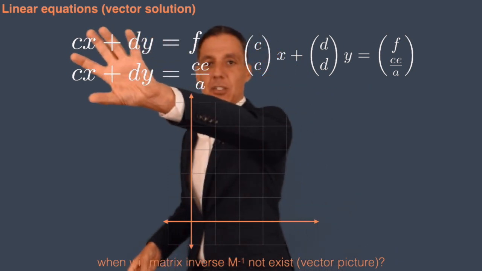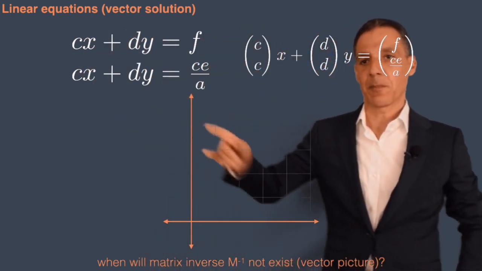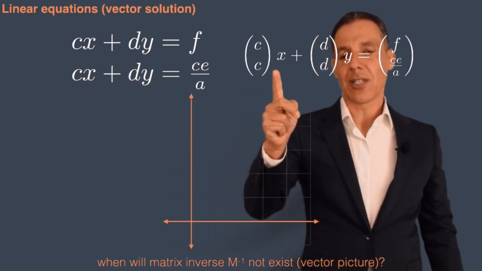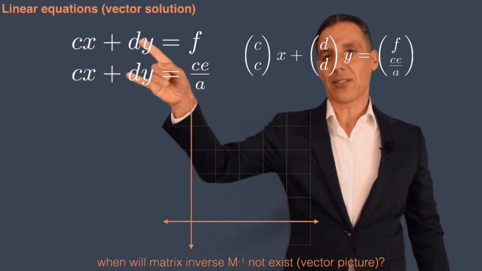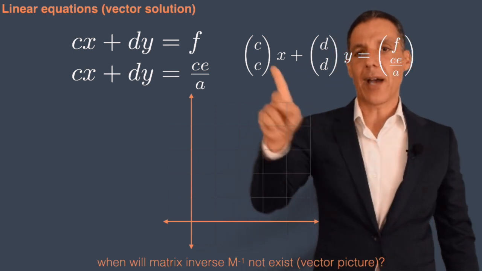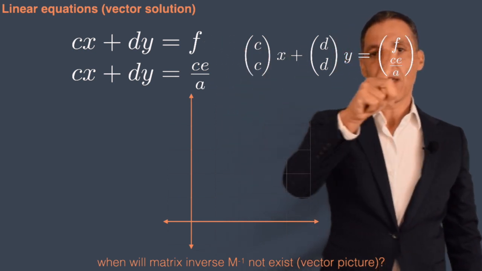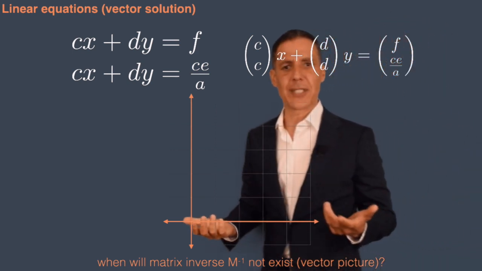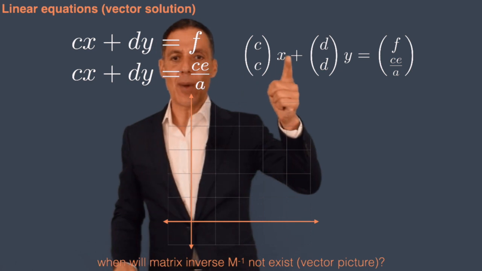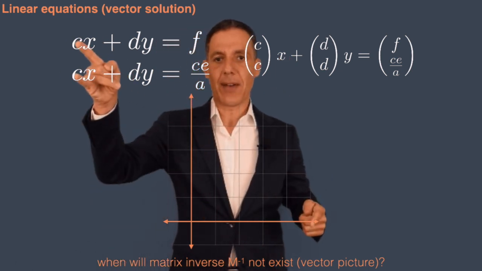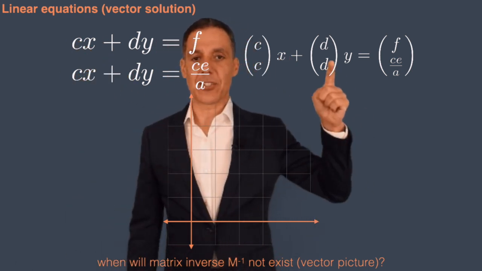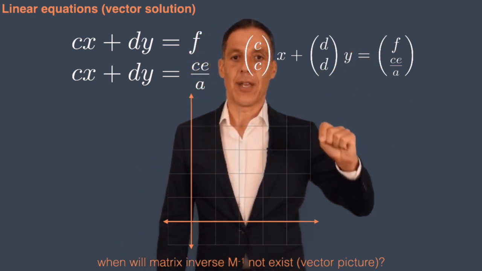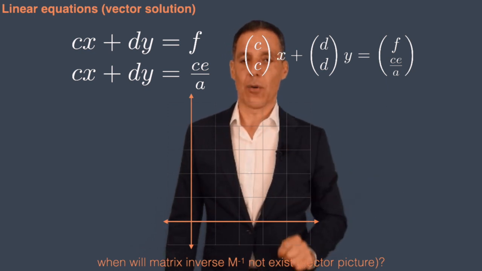So let me first take these two equations and rewrite them with our vector picture. So I've got the same constant c and c multiplying the unknown x. That's that right there. I've got the same constant d and d multiplying the unknown y. And on the right-hand side, I have f, and then I have ce over a. And again, remember what the vector picture is asking. Find me a value x such that when I multiply it by the vector cc and then add it to a scaled version of dd by the other unknown y, I get that vector f, ce over a.